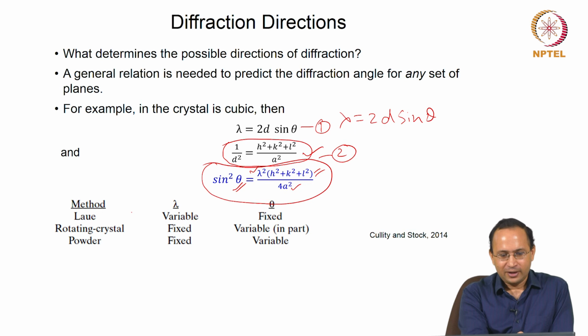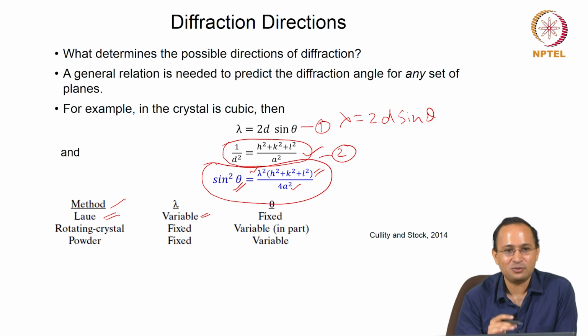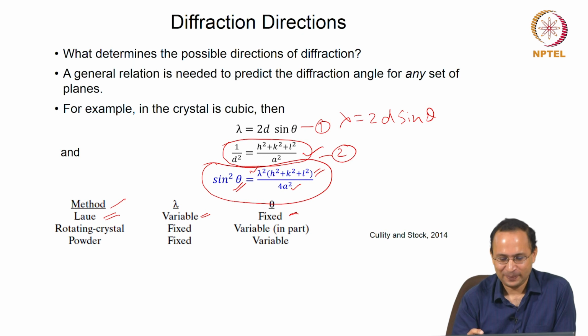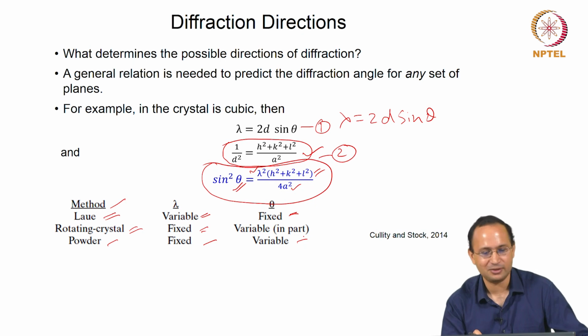And there are different ways, in this you see the methods. How do we do these diffraction experiments? In the Laue method, basically lambda is varied, theta is fixed. You have to vary one thing, right. So, either you can vary lambda, in which case theta is fixed. In the rotating crystal method, lambda is fixed, and you are varying theta. In the powder method, you have fixed lambda, theta is variable. Okay, these are just methods, like how do we do this diffraction.